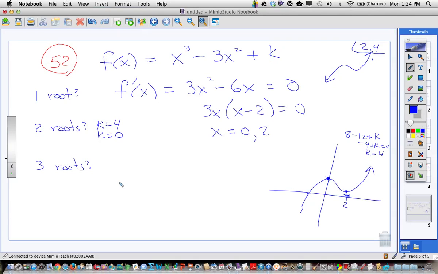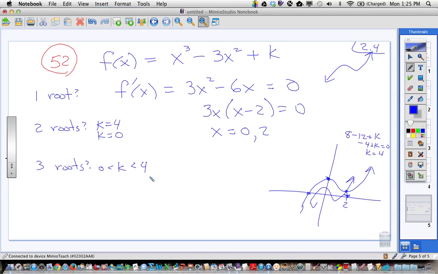What about 3 roots? When k is between 0 and 4, right? Because the first time when k was a 4, we got this. And if k is a 0, we got this. So anywhere between 0 and 4 is when you're going to have 3 roots, because then it'll go like that as you're shifting it down. So k's got to be between 0 and 4 to get 3 roots.